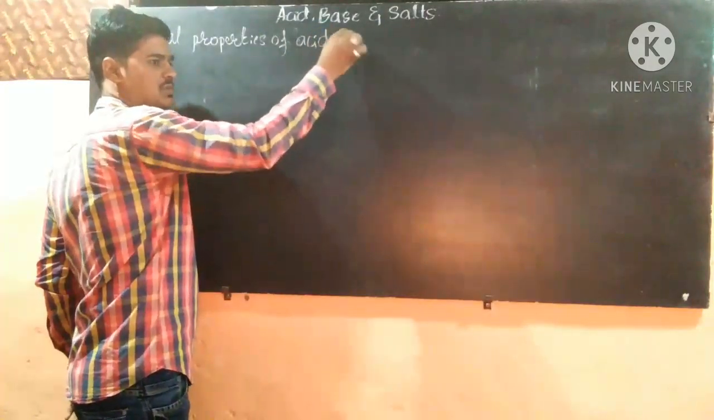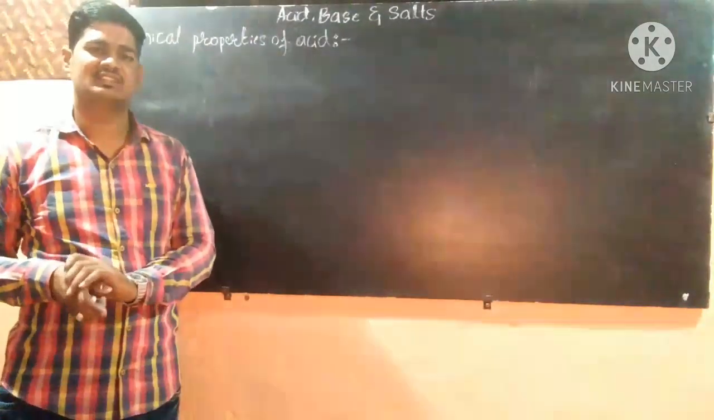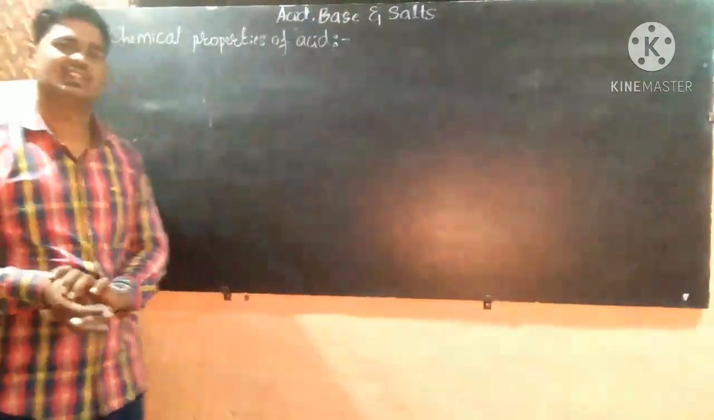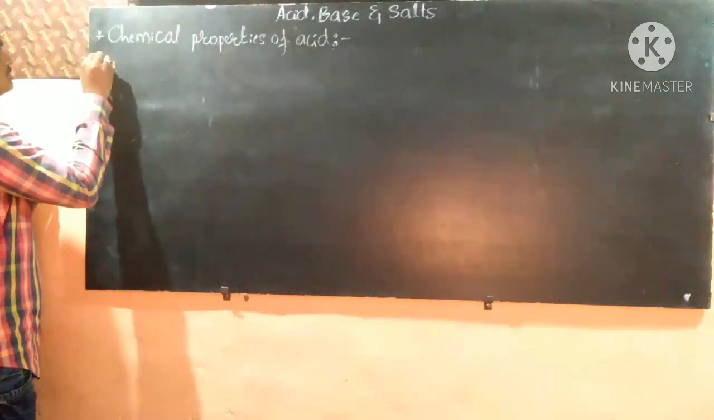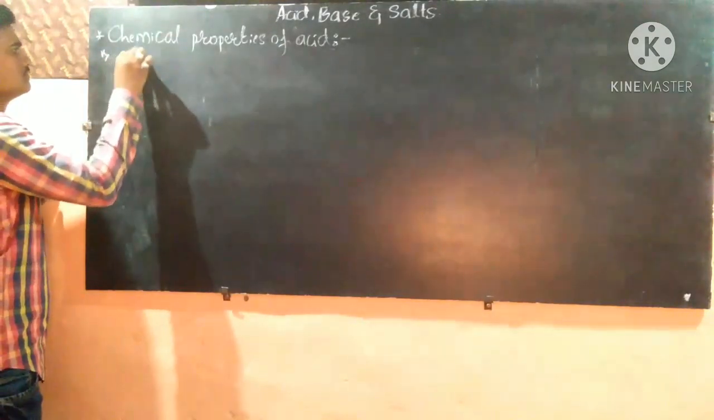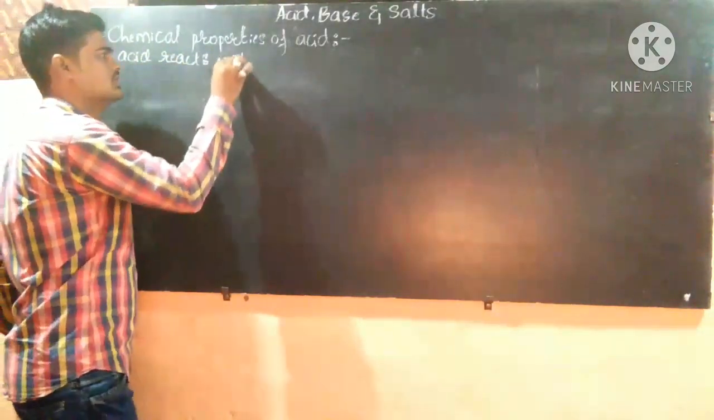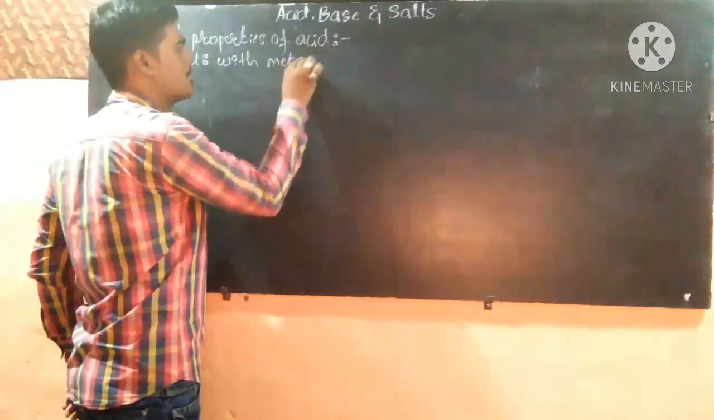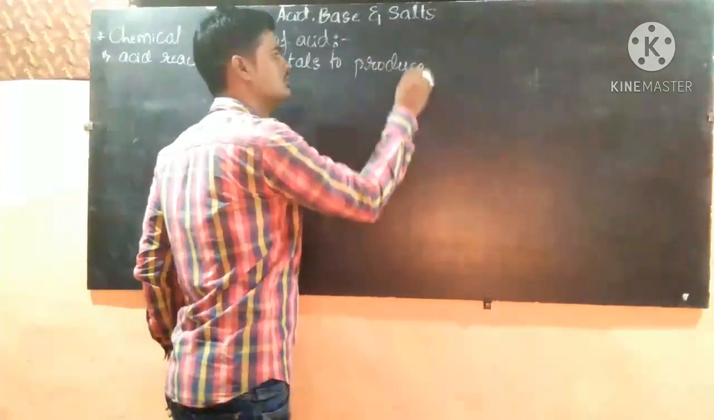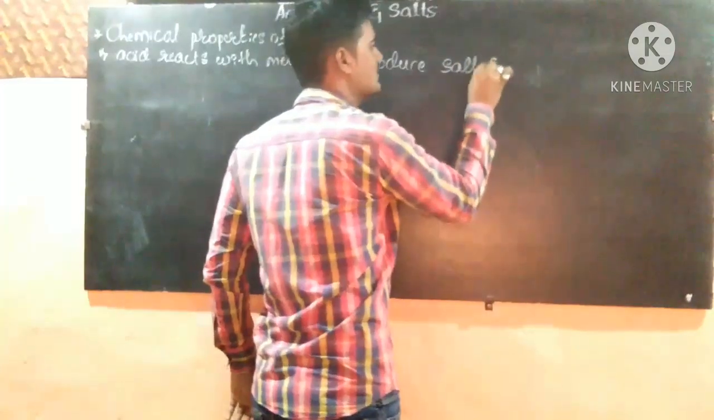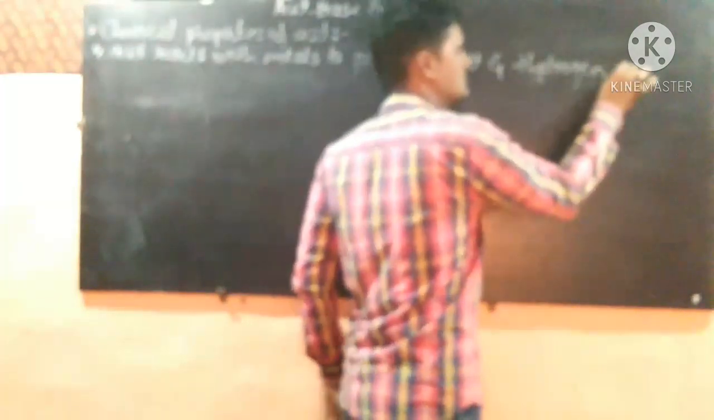Let's study about the chemical properties of acid. So usually acid reacts with metals to produce salt and hydrogen gas. Let's discuss with taking an example. First one, acid reacts with metals to produce salt and hydrogen gas.